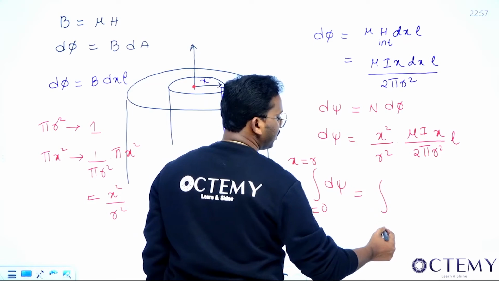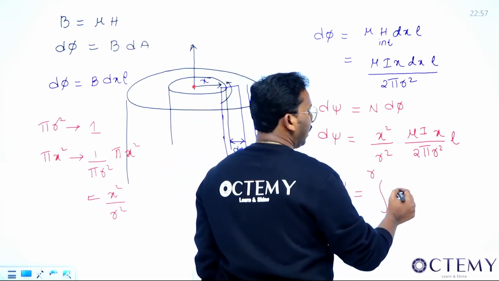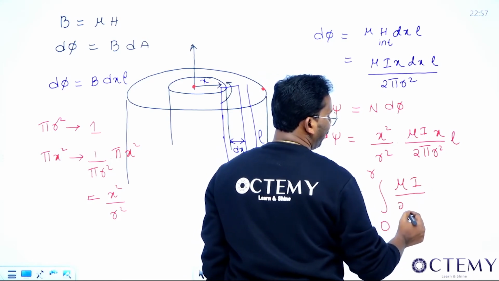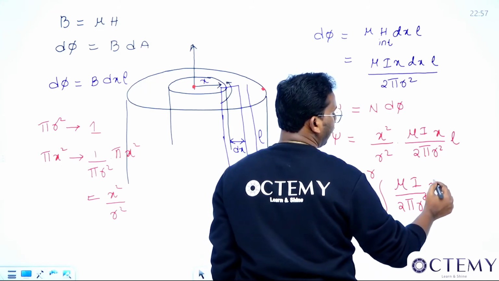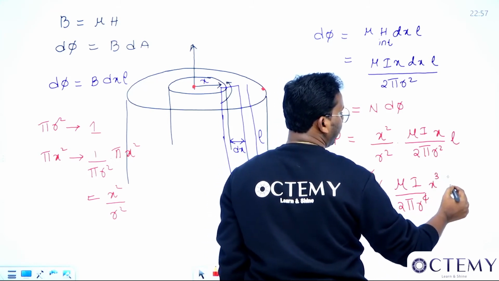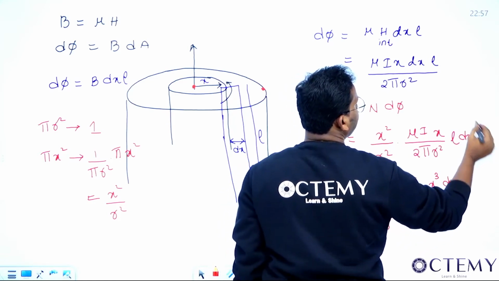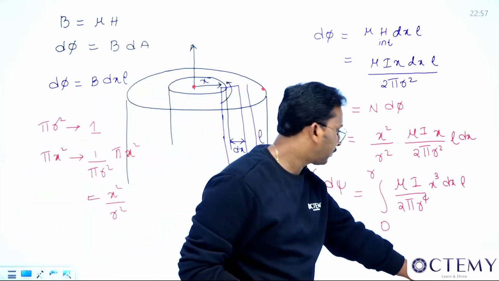So this becomes 0 to r. This is what, sir? Mu I divided by 2 pi r power 4 into x cube into dx into L. There is dx here, right? So if you do the integration, see, sir, what will you get?